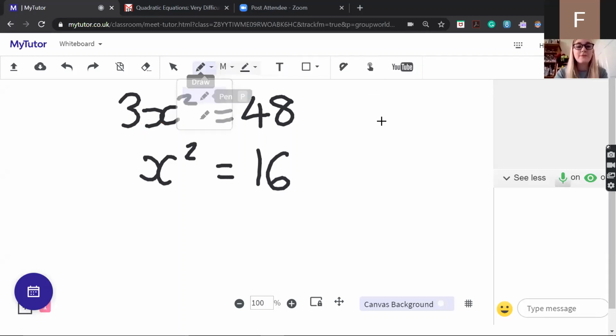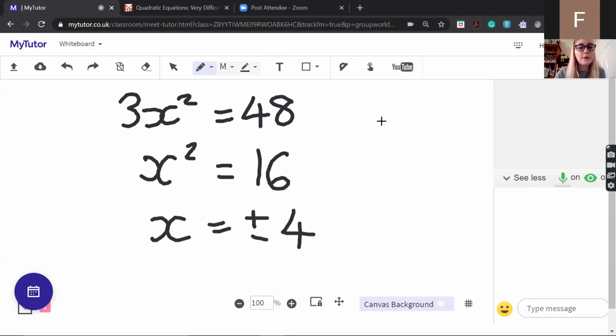And then the key thing, basically the main point of why I'm showing you this, is that there are 2 solutions to quadratic equations normally. Sometimes the 2 solutions are the same if you have something like x minus 3 all squared or something, so your solutions are 3 and 3. But in this case, the solutions are plus and minus 4, because 4 squared is 16 and minus 4 squared is also 16. So hopefully that makes sense.